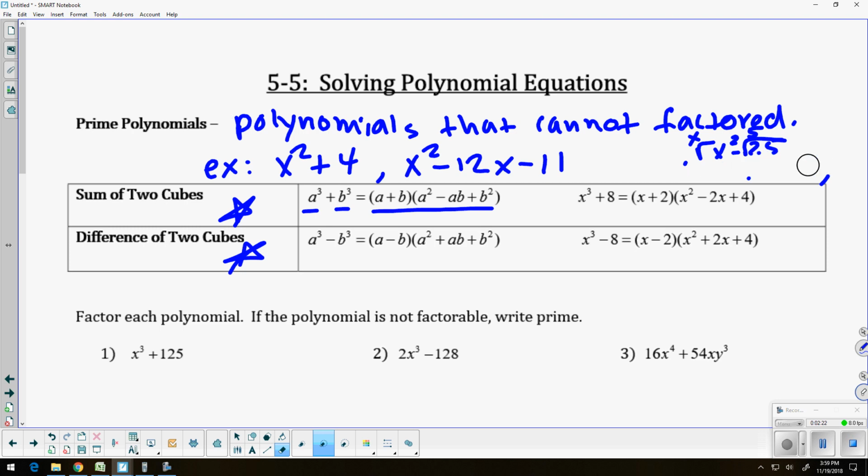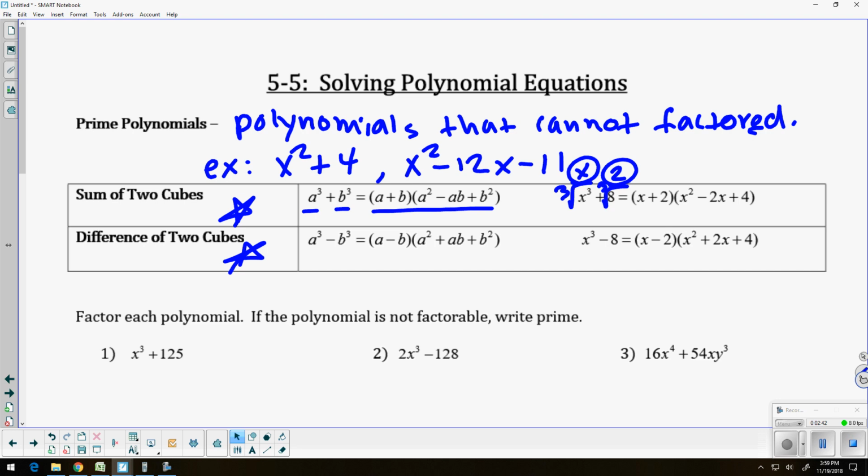Let me erase this right above it because I want to be using some of this. But x cubed, like I said, that's a perfect cube. If you take the cubic root of x cubed, that's just going to be x. And if you take the cubic root of 8, that's going to come out to be 2. Let me show you real quick in the calculator how you take the cubic root of a number.